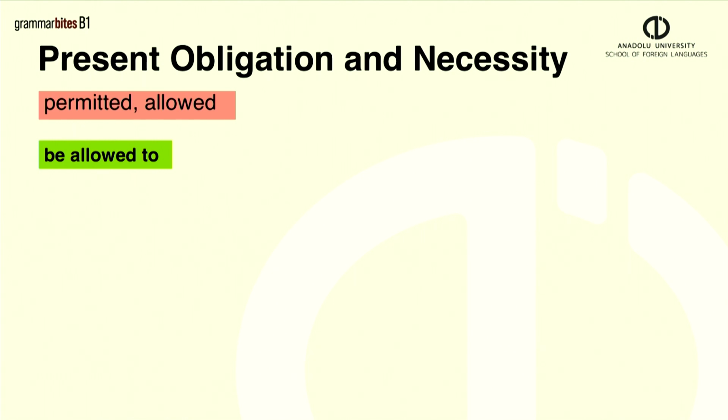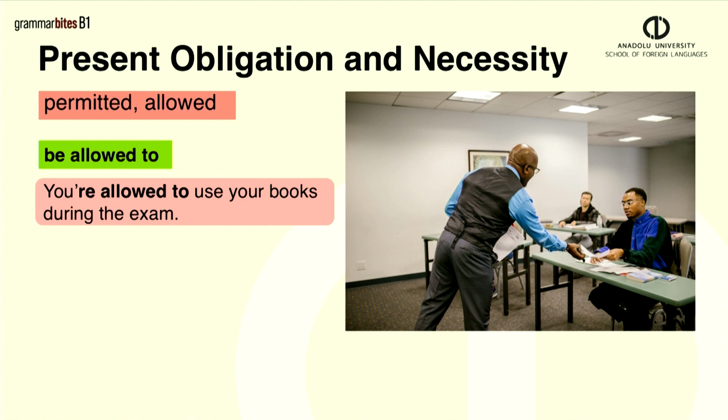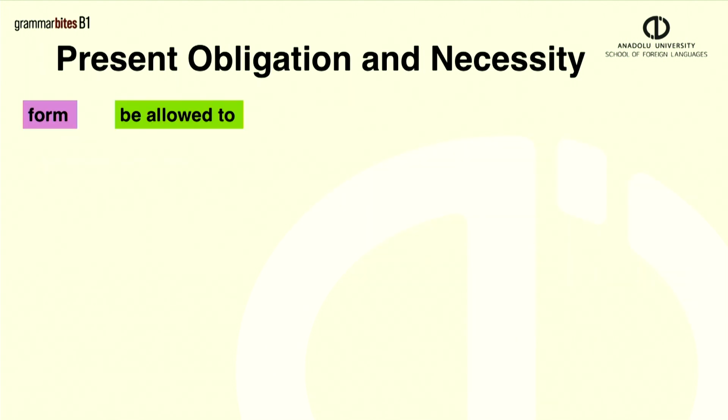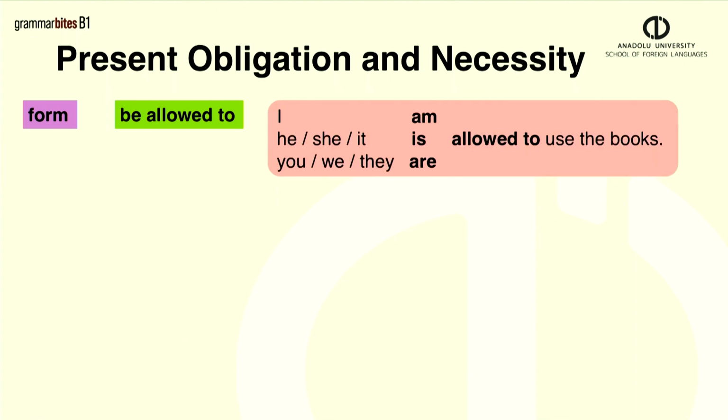To express permission and say that something is permitted and allowed in the present, we can use be allowed to. You're allowed to use your books during the exam. That means it is allowed. You can use your books. To form sentences with be allowed to in the present, we need to use am, is, are. I am allowed to use the books. He is allowed to use them. We are allowed to use them.